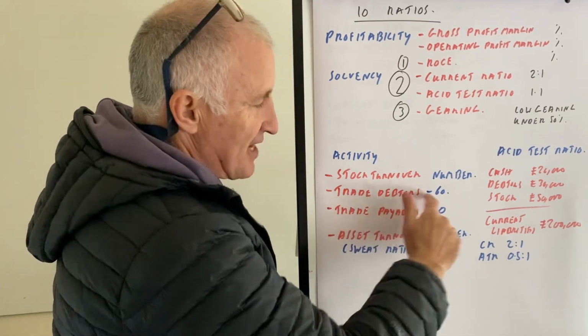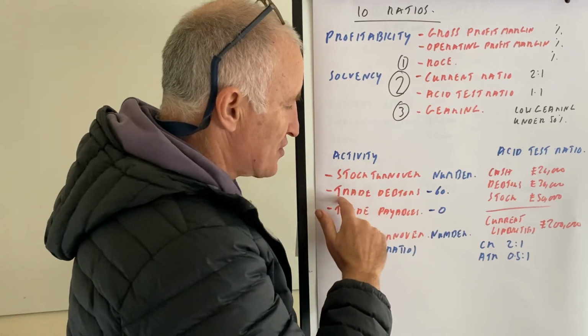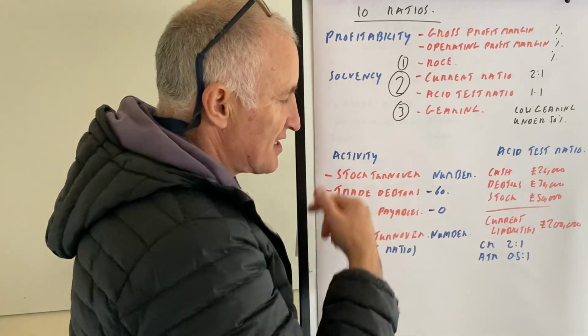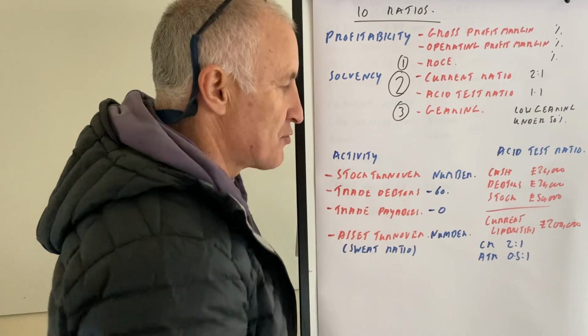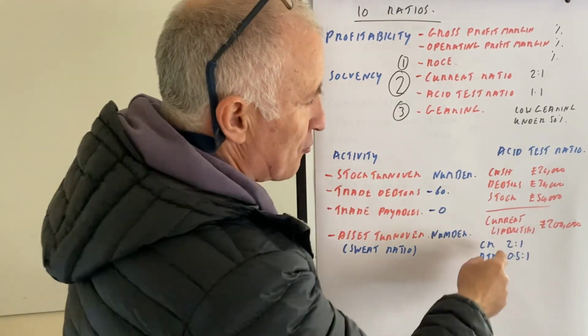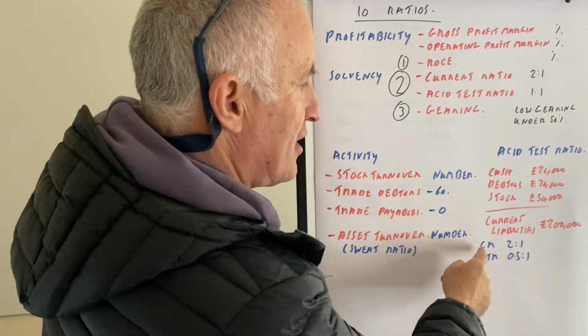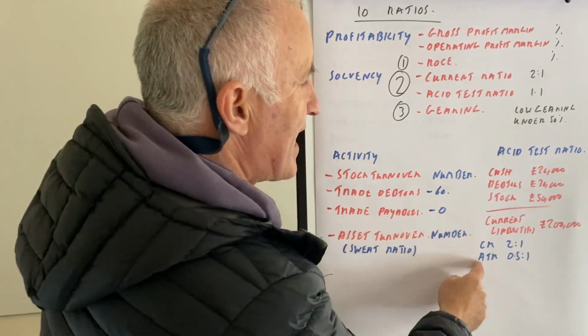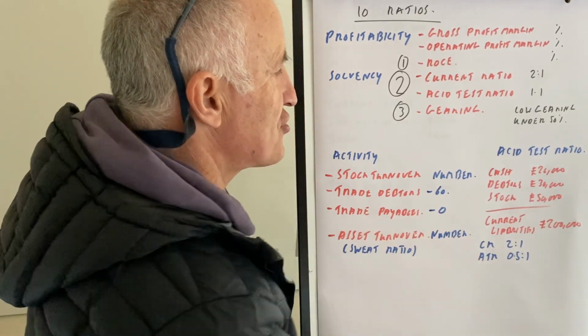Now, in this case, we're probably going to have a cash flow problem because people are not paying this business for 60 days, but we're paying money out straight away. So this is where the current ratio comes in. So we've got a little example down here of the current ratio and the asset test ratio.